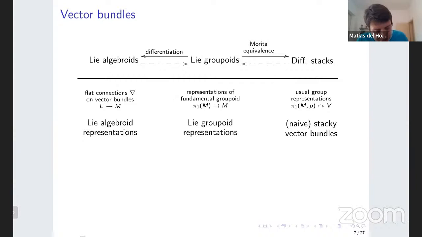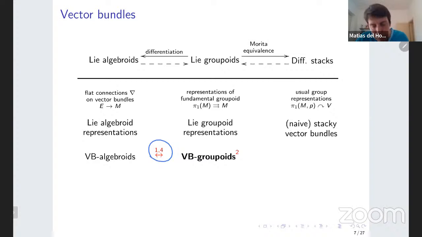Generalizing the previous line, we can look at Lie algebra representations, Lie group representations, and in principle naive stacky vector bundles. What happens is that this naive definition of stacky vector bundles does not include, for instance, the tangent of a stack, which is quite odd. It's not satisfactory. But then there is something more general than these representations, which are VB groupoids and VB algebroids. And in a series of papers with Enrique Burstin and Alejandro Cabrera, we study this.